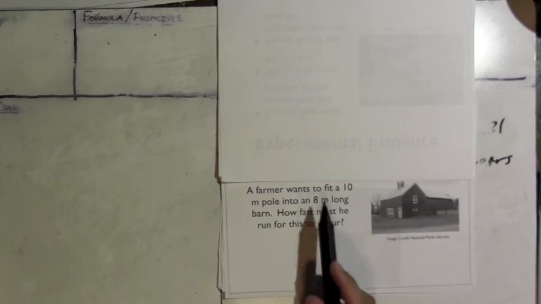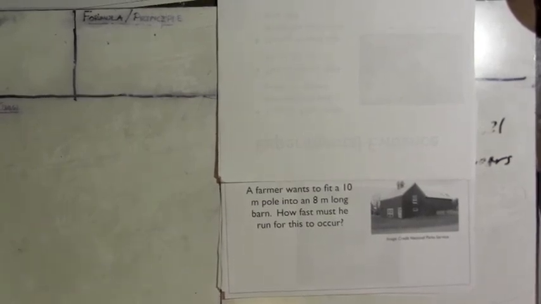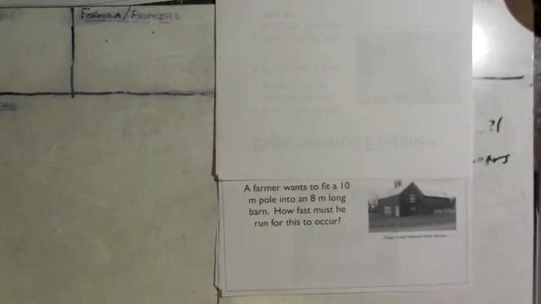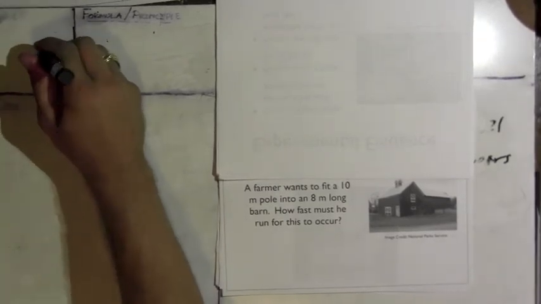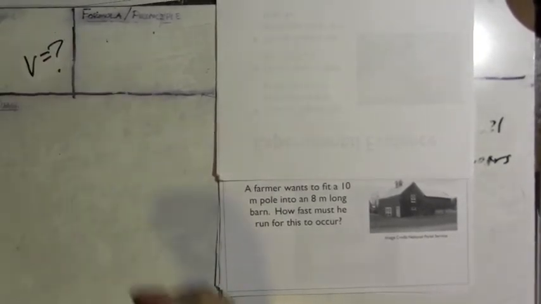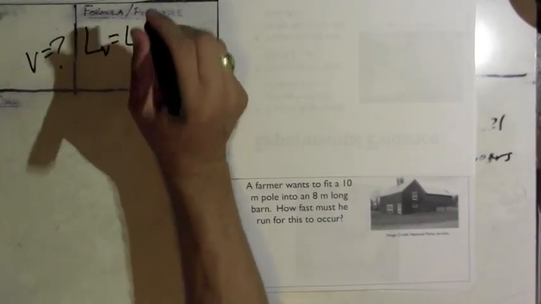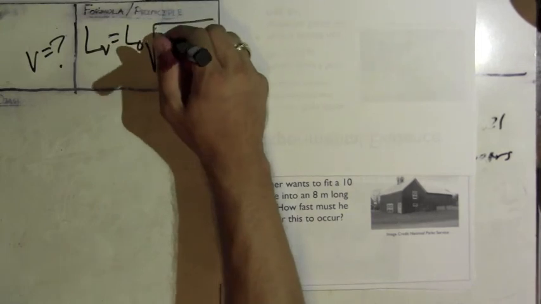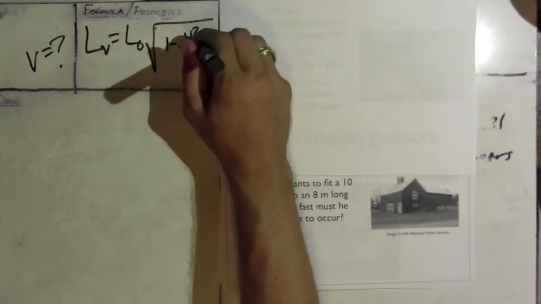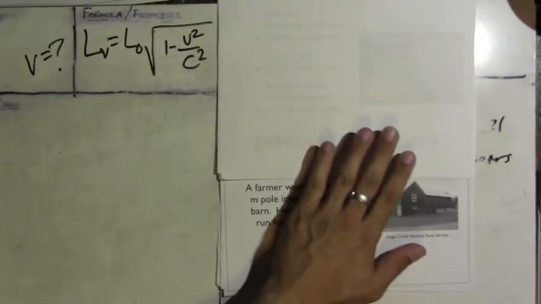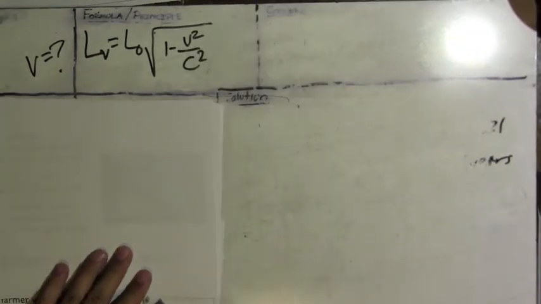Alright, in this example, we were talking about length contraction. It says a farmer wants to fit a 10-meter pole in an 8-meter long barn. You say, well, that's impossible. You can't fit something longer into something shorter, unless, of course, you account for relativity. So what we're trying to figure out is how fast he has to go. The equation we have is L_V equals L_O times the square root of 1 minus V squared over C squared. Now, you have to figure out what L_V and L_O are, but really it shouldn't be that hard.